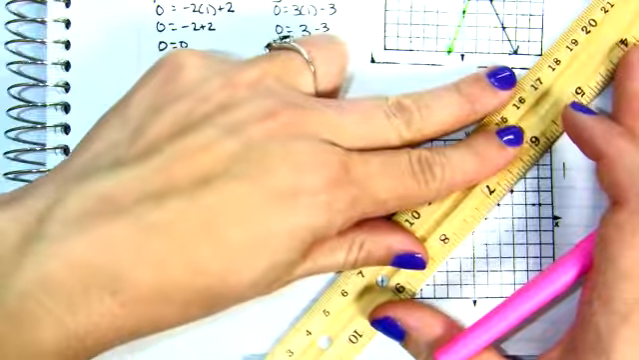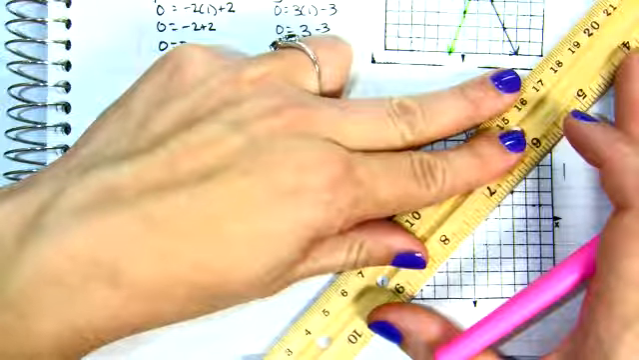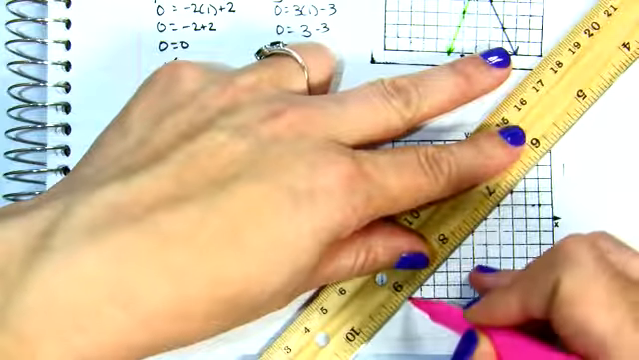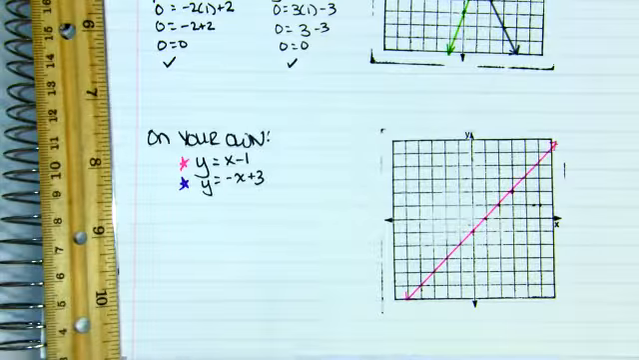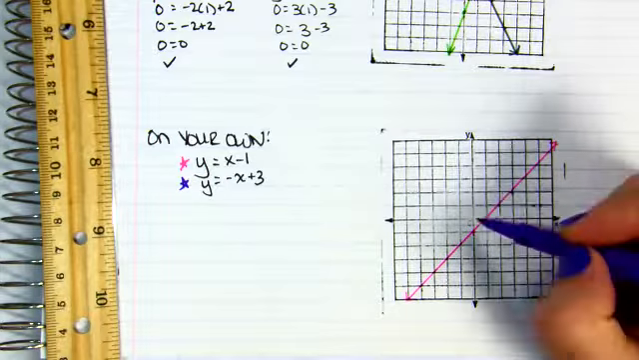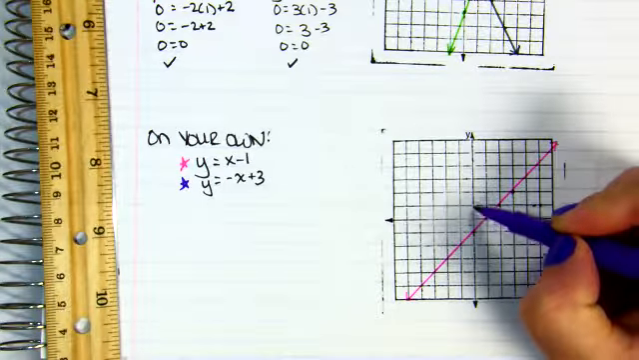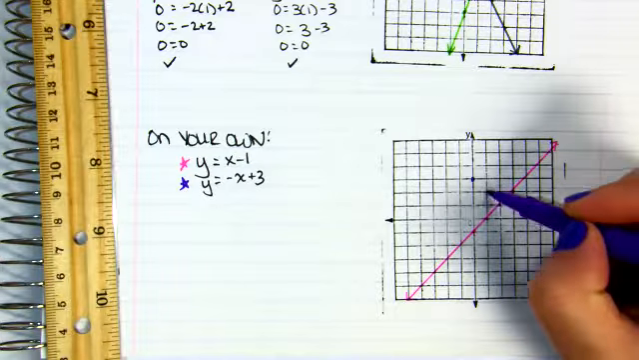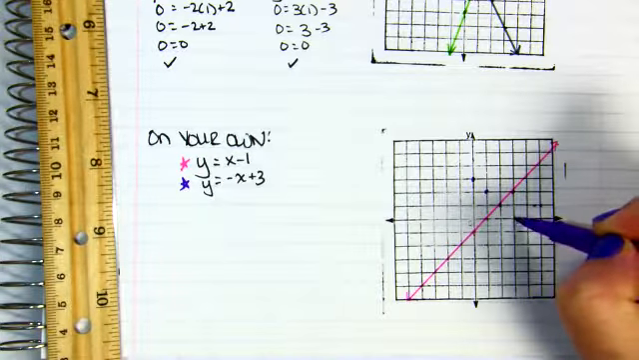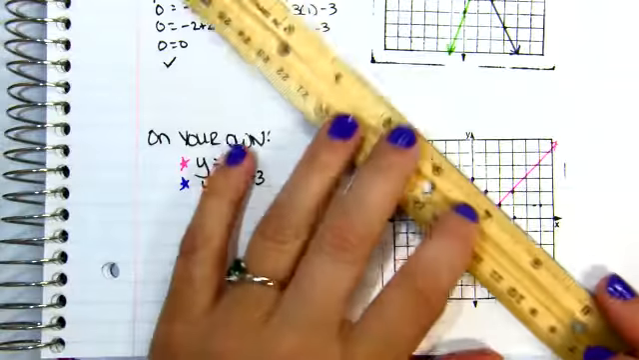Again, making sure that I'm very, very careful with my graph, because if my graph's not accurate, my answer is not going to be correct. Okay, so there's my first line. My second line has the y-intercept of 3, 1, 2, 3, and a slope of negative 1. So down 1 over 1, down 1 over 1. And I can already see where those intersect.